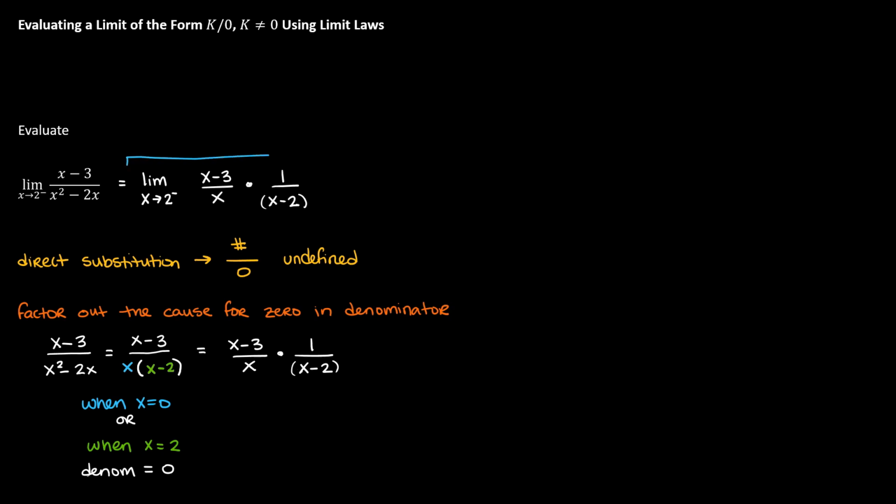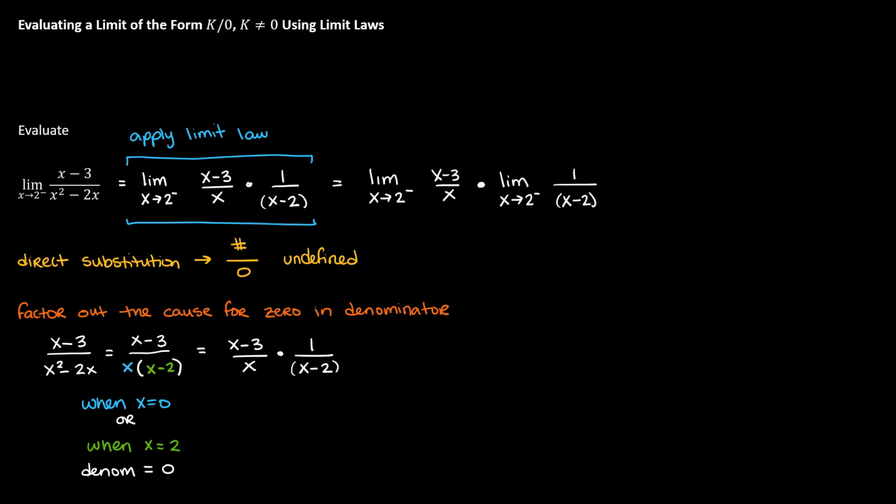We're going to return to our limit. As we've factored the function, we can now apply the limit law that says the limit of a product is the product of the limits. And we're going to evaluate each limit separately. Now this first limit, x minus 3 over x, when x is approaching 2 from the left, we can solve that using direct substitution. It's the second limit that really gives us the trouble because we know that one is going to give us 1 on top, but a 0 in the denominator.